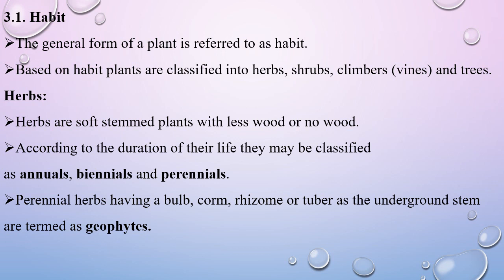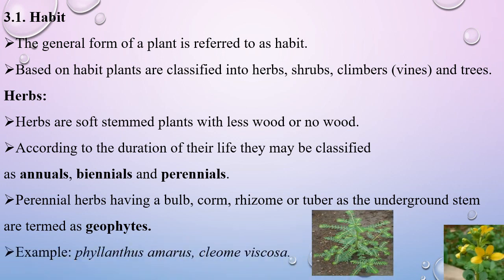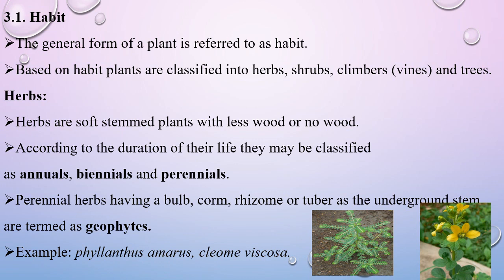Examples for these: for bulb we can give onion, for corm colocasia, for rhizome ginger, and for tuber potato. These underground stems are also called geophytes. Examples for herbs are Phyllanthus amarus and Cleome viscosa.